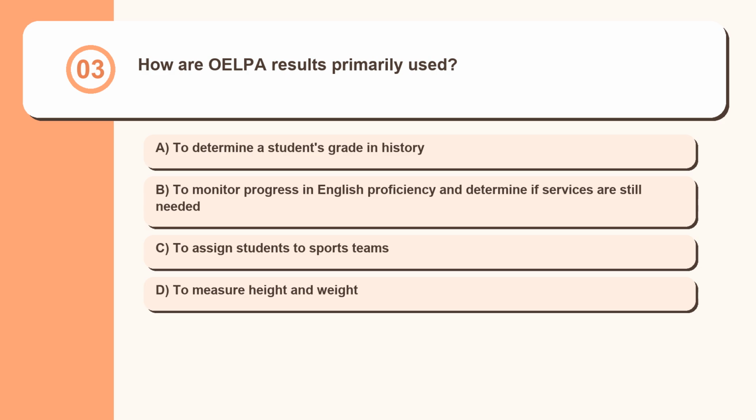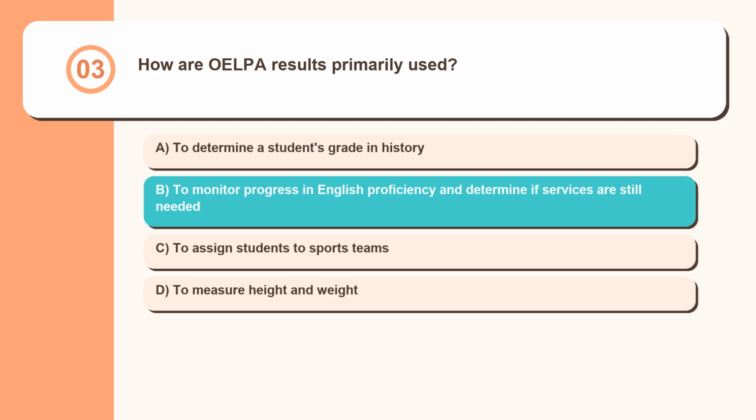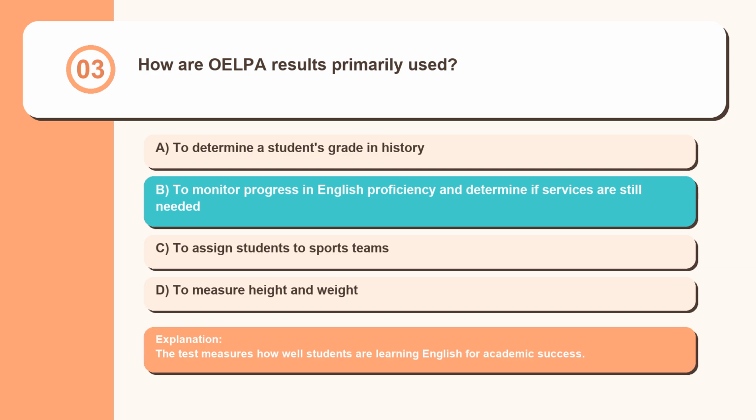Question 3. How are OELPA results primarily used? To determine a student's grade in history, to monitor progress in English proficiency and determine if services are still needed, to assign students to sports teams, to measure height and weight. The test measures how well students are learning English for academic success.